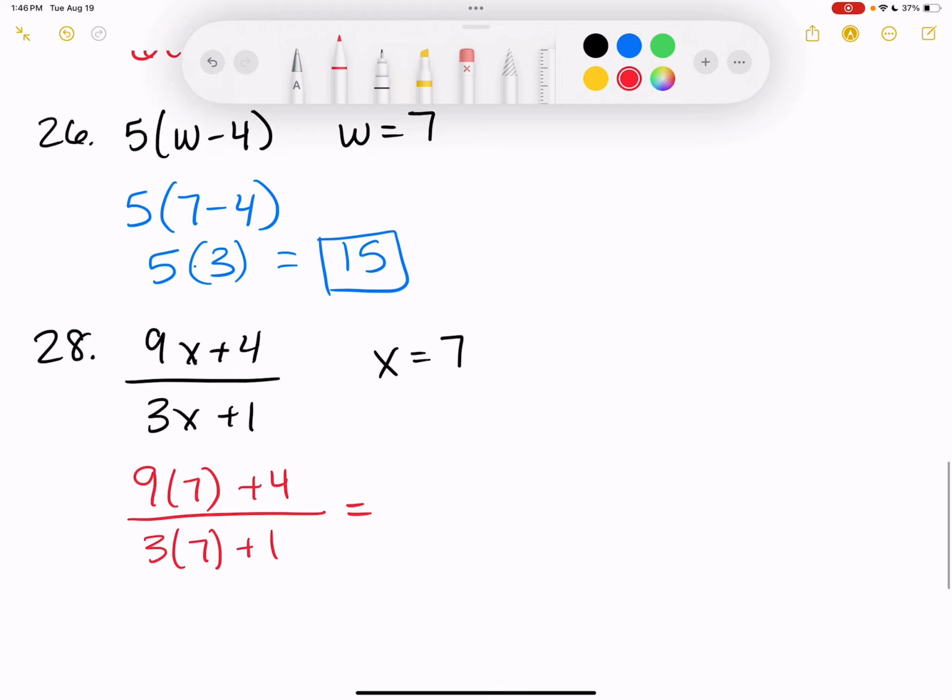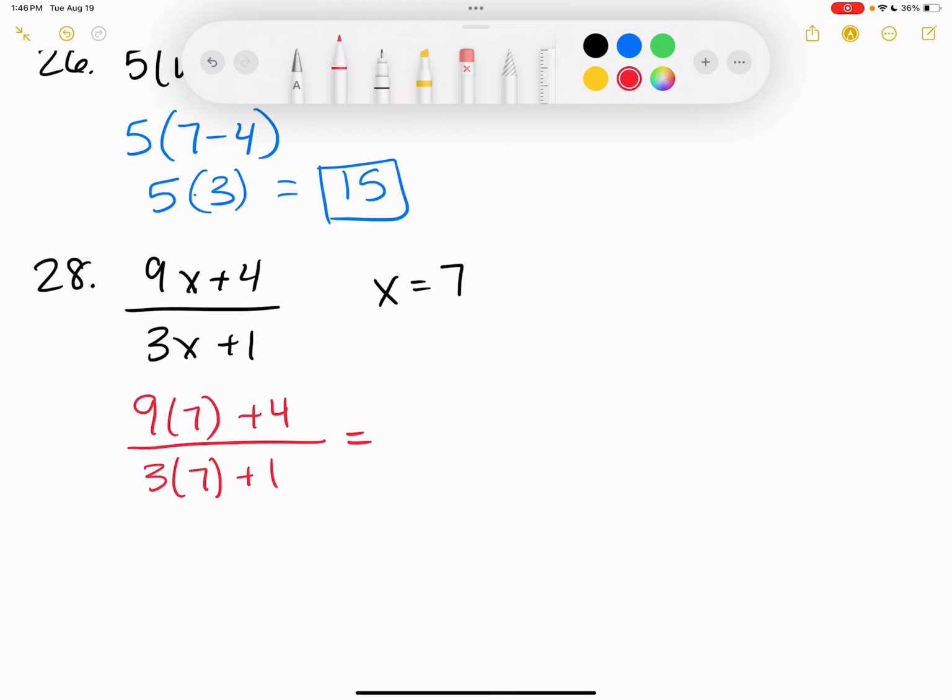So anytime I have a problem like this, I need to work the top first and then the bottom, separately, and then if I can reduce that fraction at the end, that's what I'll do. So I've got on top 9 times 7 plus 4. So I need to do the multiplication first. What's 9 times 7 plus 4? Yep, 67. I'm trying to save some writing. And then on the bottom, 3 times 7 plus 1. And it is totally fine to leave it like that.